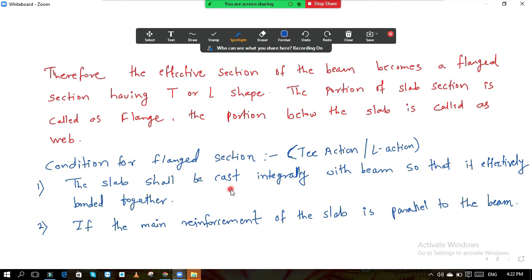Okay, it should be parallel to the beam. Then and then only this action will get developed. Okay, so now there are three conditions. So there are three conditions in this. So we will see one by one each condition. Okay, three cases you can see. So case number one.